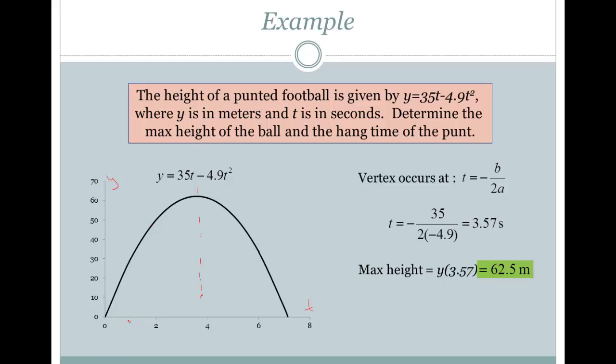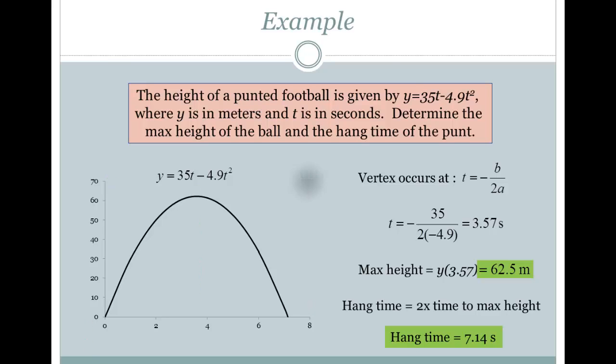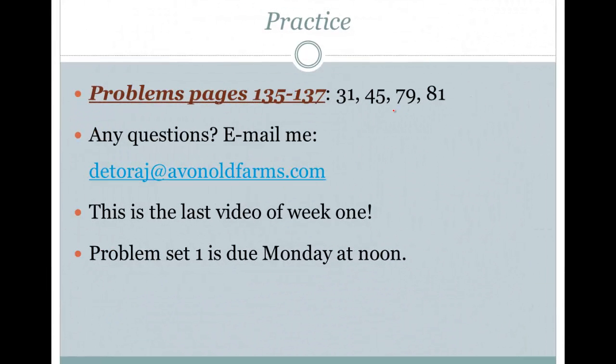And remember that the total hang time is just going to be, because of the symmetry here, if it takes 3.57 seconds to get to the top, it's going to take another 3.57 to get to the bottom. And my max hang time is going to be 7.14 seconds. Okay, so there's a couple different examples there. I could certainly have used my calculator to find that point, or I can simply use the negative b over 2a.